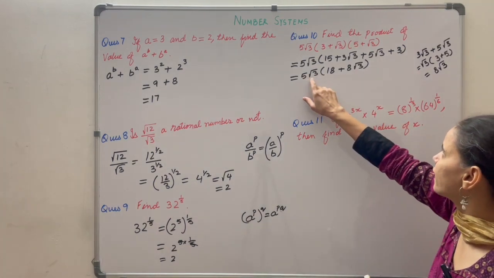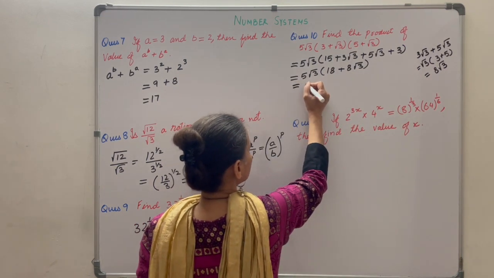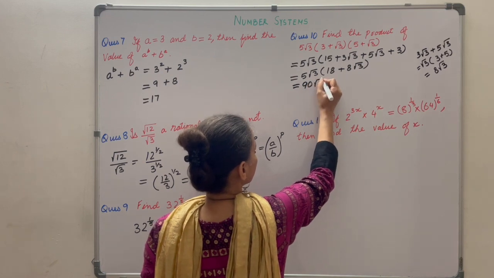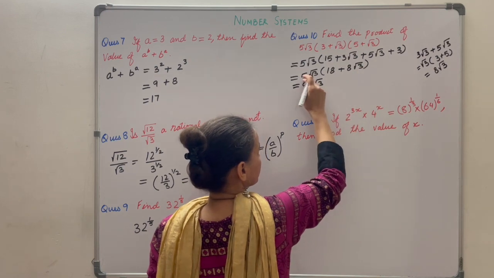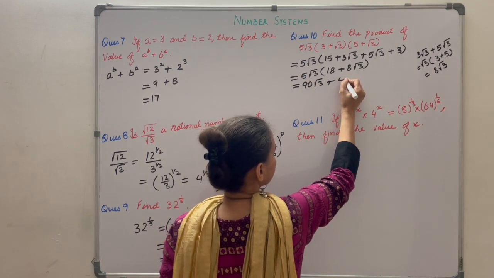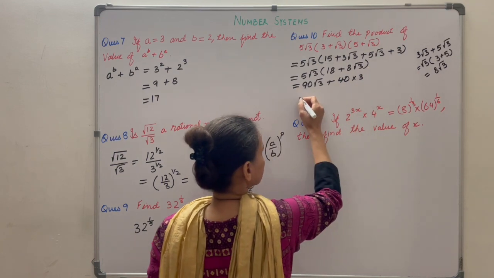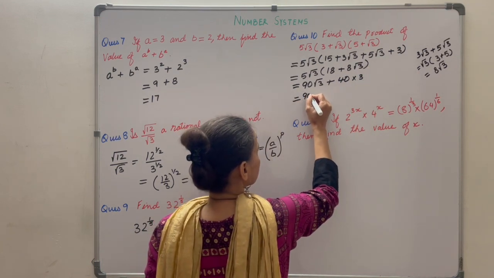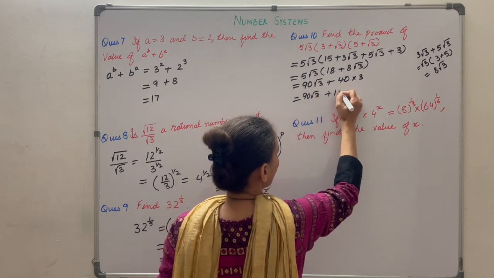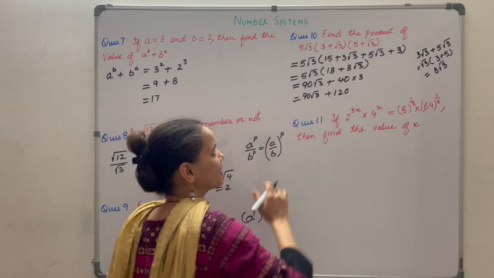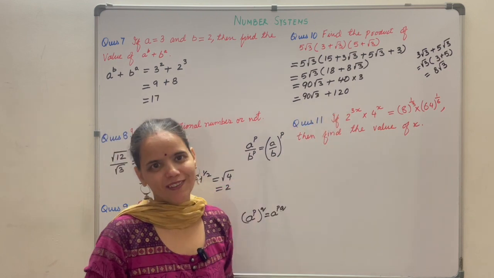Again you have to apply the distributive law here to solve it. So you have to multiply 5 root 3 to 18. So what will you get? 90 root 3. Then you have to multiply 5 root 3 to 8 root 3. So 8 into 5, you will get 40. And root 3 into root 3, you will get 3. So here you have 90 root 3 and 40 into 3 is 120. So now you can leave your answer here. So the product of this is 90 root 3 plus 120.